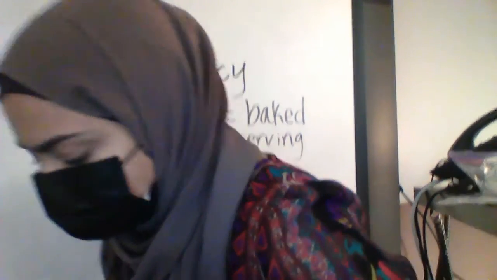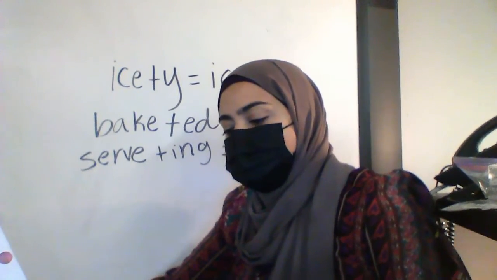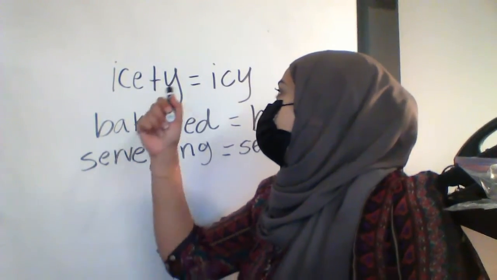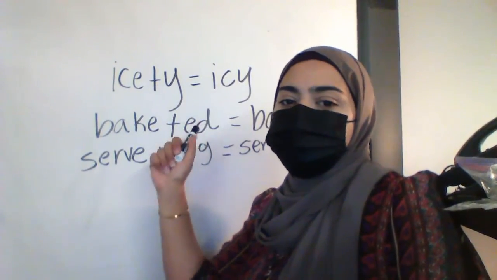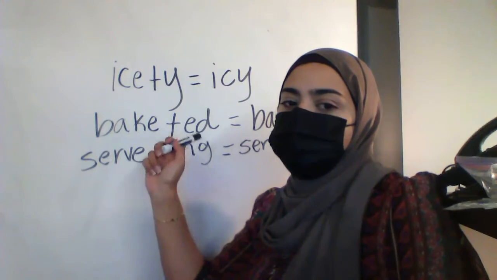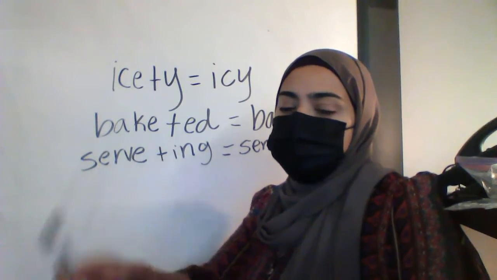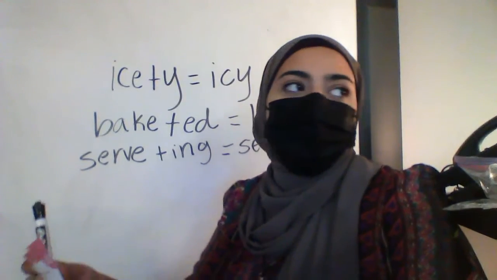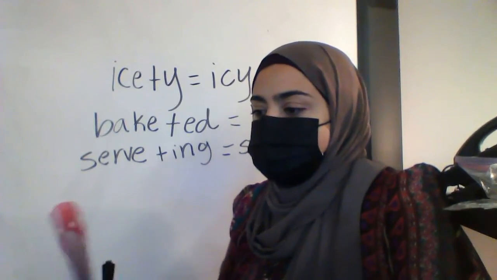Do you think these suffixes are vowels or consonants? They're vowels. These are vowel suffixes. They are called vowel suffixes because they all begin with vowels. The Y in icy is a vowel. The E in ed is a vowel. And the I in ing is a vowel. So these are vowel suffixes.